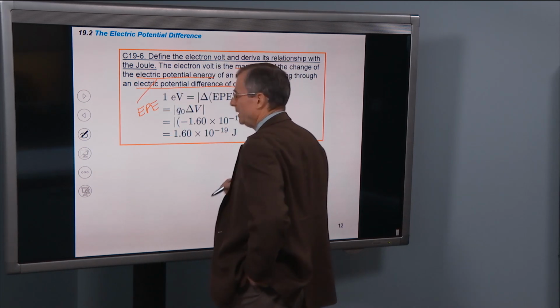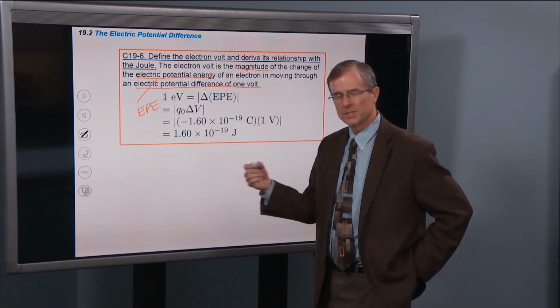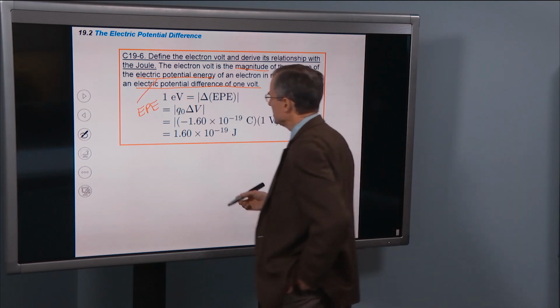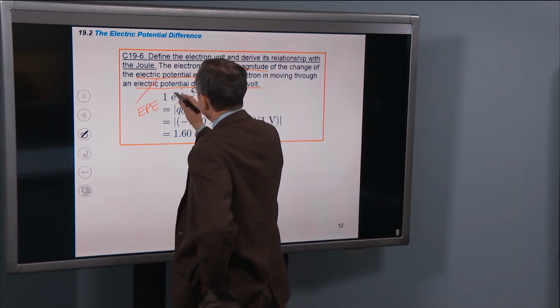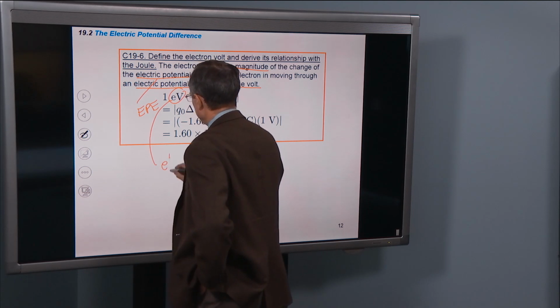Okay, so that's a mouthful. It's almost easier to see it with equations than it is with words. And here's how it works. 1 eV, eV is called the electron volt.